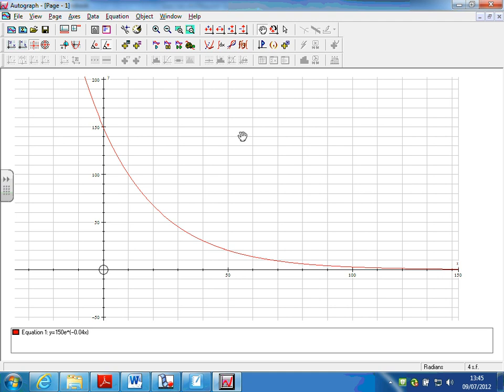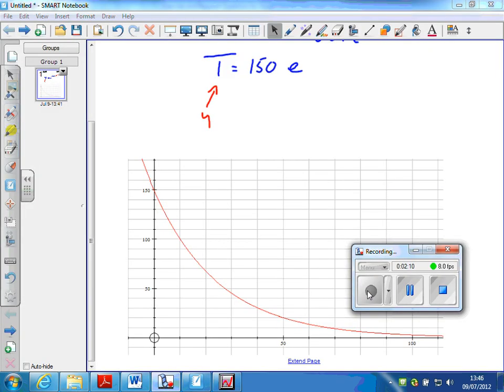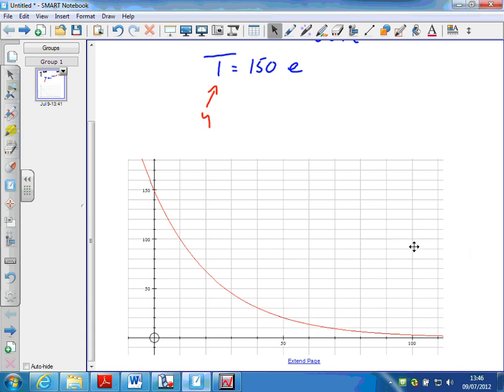The question asks me to focus on what's the temperature when time equals 0. But from our knowledge of the exponential function, looking at this function, T equals 150 e to the minus 0.04t.